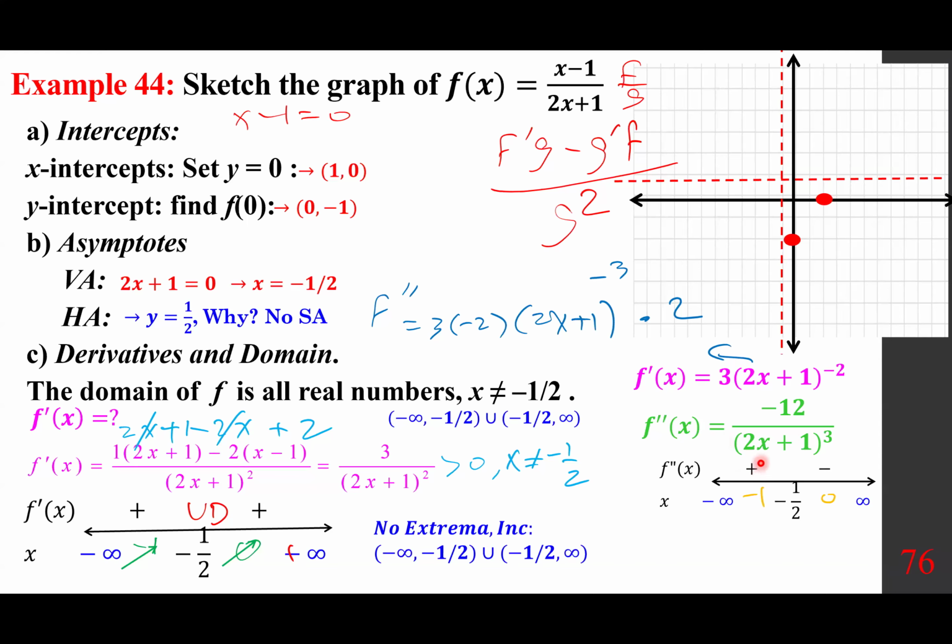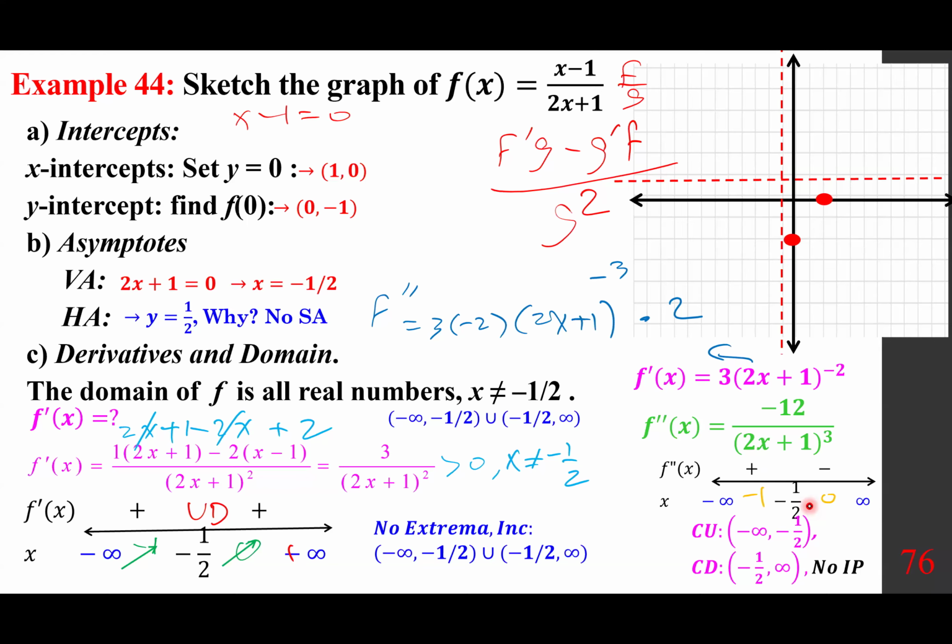Positive means concave up from negative infinity to -1/2. Negative means concave down from -1/2 to infinity. There is no inflection point. Why not? Because x equals -1/2 is not part of the domain, okay? It's undefined.